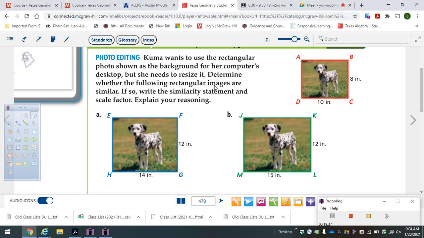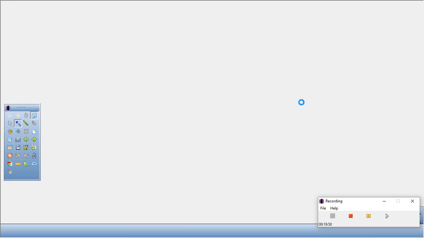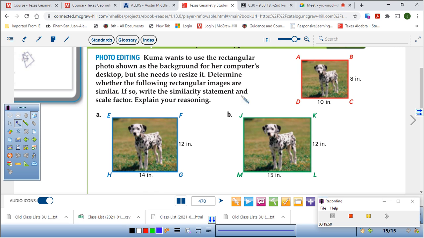Determine whether the following rectangular images are similar. If so, write the similarity statement and scale factor. Explain your reasoning. So first off, can you see these? We'll go with A and the original one. Now, when it comes to this one, you see this would be like my height. I'd have to compare it to this one right here. I cannot compare this one to this side here. You just can't do that.